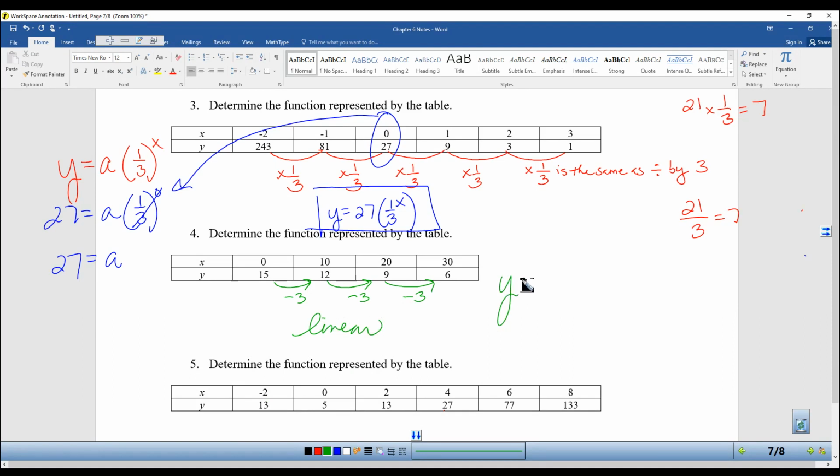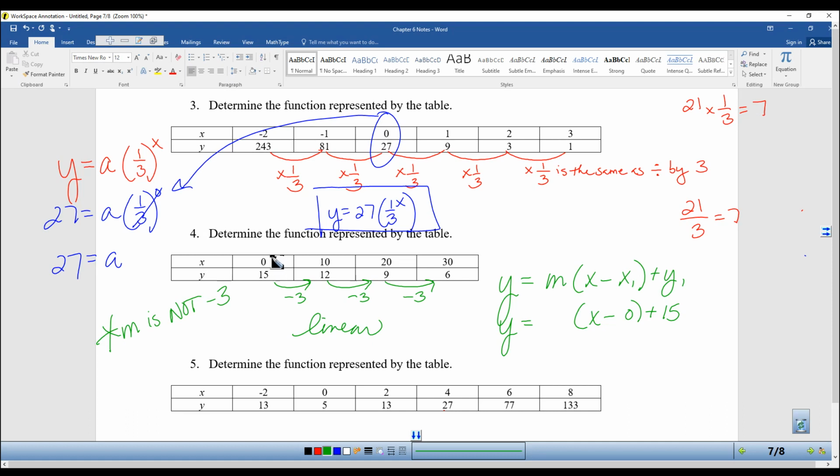So I can say that y is equal to m times (x minus x1) plus y1, where this is just any point. So I can pick any of these points. Of course, I'm going to pick (0, 15). That's the easiest one. And then what's the slope? Now be careful. The slope is not -3. Really easy mistake to make.